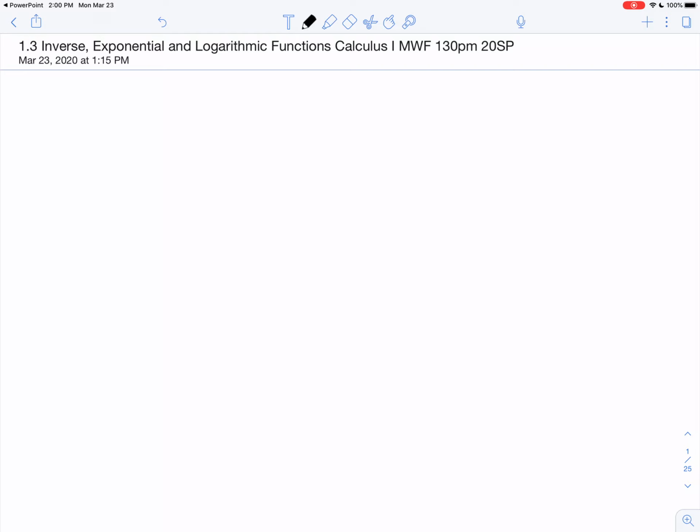So what we're going to do, I'm just going to pre-record the video and load the recorded video into YouTube for your viewing pleasure. For this week, we're going to continue where we left off. We're starting with section 1.3 today: inverse exponential and log functions.